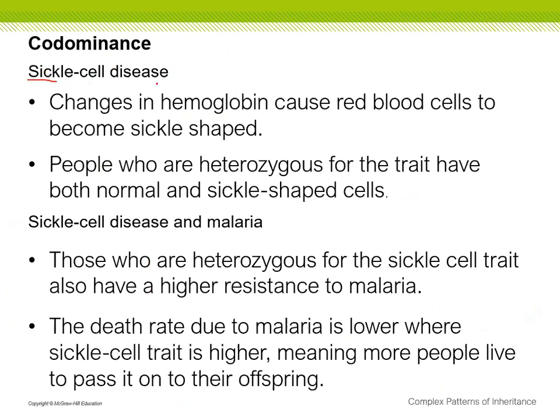One of them is sickle cell disease. You don't need to know what it is. You just need to know that people who are heterozygous for this have both normal and sickle-shaped cells, specifically red blood cells. Normally your blood cell looks round, and this one looks like this. So these are people who are heterozygous, so they have a dominant and a recessive gene for it. The majority of Africa has this.